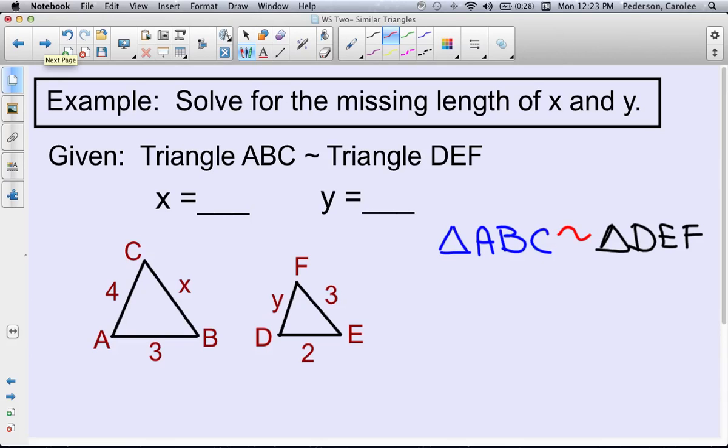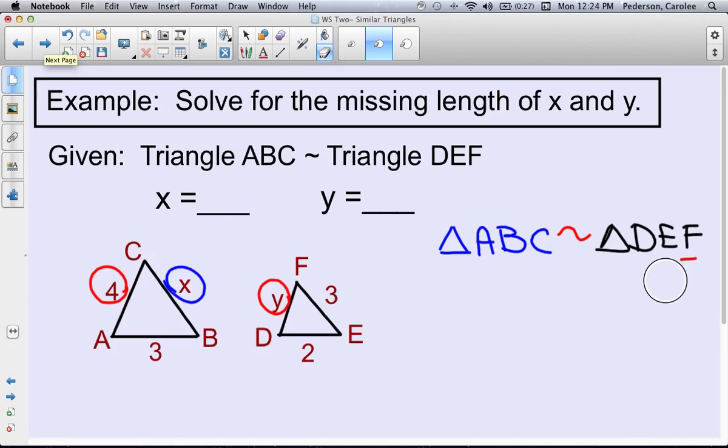So let's talk about our first side, AC. If I start with AC and I circle that in red for the number 4, AC has to be proportional then to DF. So I'm going to find those two and circle them. They are going to be proportional. Now let's pick a new segment in triangle ABC. Its segment is CB. So CB has to be proportional then to EF. So that's the number 3.